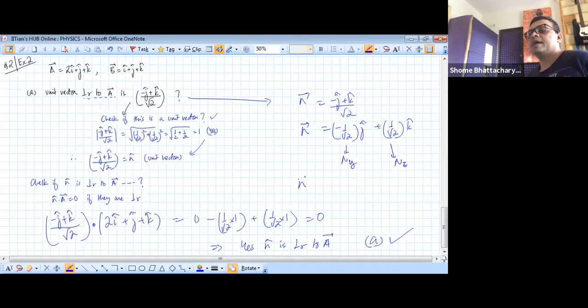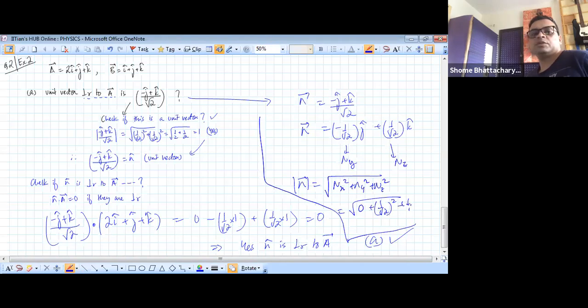So therefore the magnitude of this vector will become what now? The magnitude of this vector will become root of its x component square plus y component square plus z component square. So x component is 0. This is 1 by root 2. So that's how we check. So that's telling us that yes, it's a unit vector. But that's not the only thing. I have to check whether it is perpendicular.